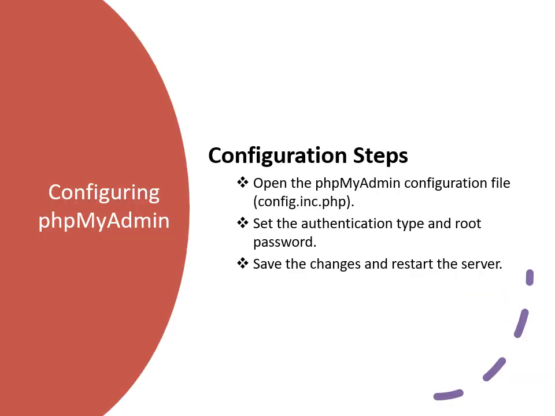Now, configuration steps for PHP. Once your installation is done, the next thing is to configure it, and the configuration steps are as follows. First, you open the phpMyAdmin configuration file, which is config.inc.php. You now set the authentication type and root password.